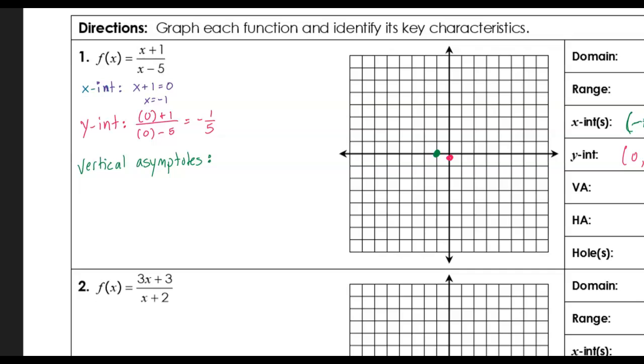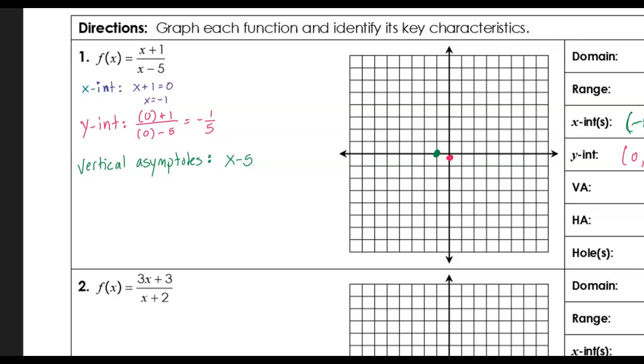So we take our denominator, which in this case is x minus 5, and how do we find the 0 for that factor? Somebody other than Isabella. How do I find the 0 for this factor?